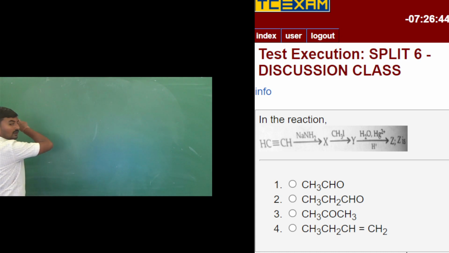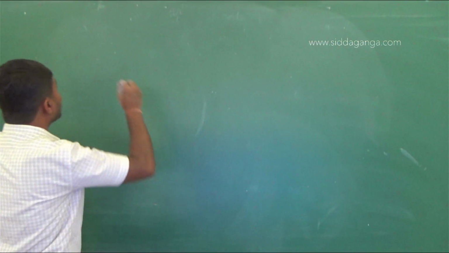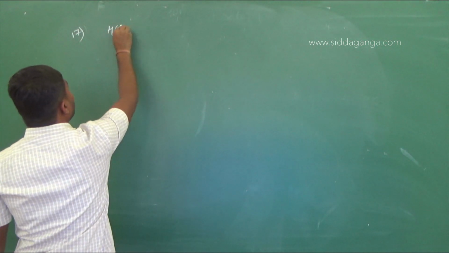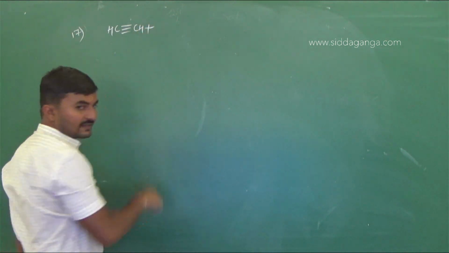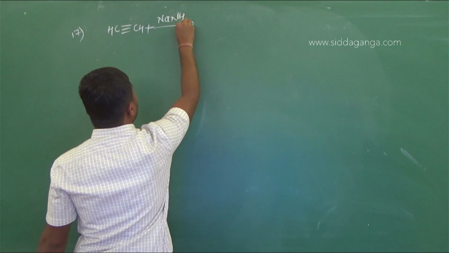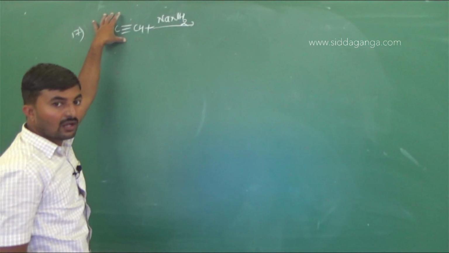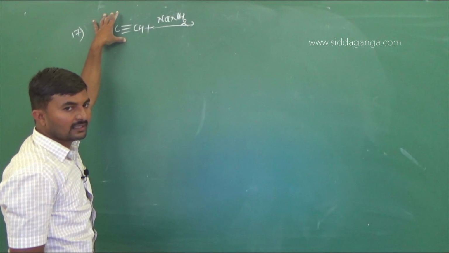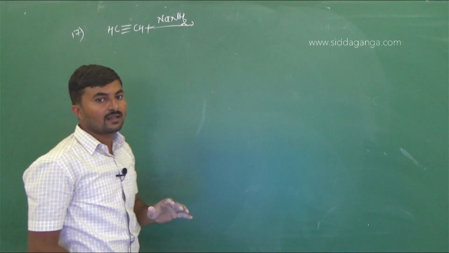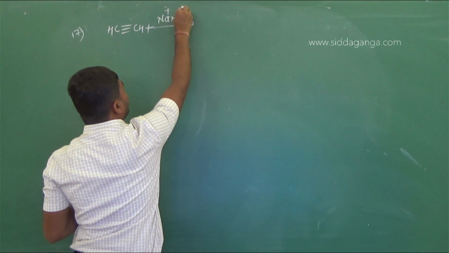So the question number 17. So the reaction is like this: CH triple bond CH plus, it reacts with the soda amide, which is a strong base. Which is a strong base. When we have just said that alkynes are more acidic, they are ready to give that protons, then this soda amide is a strong base.